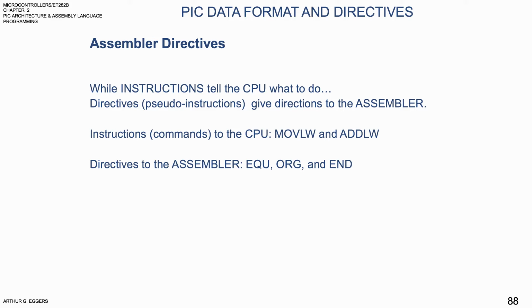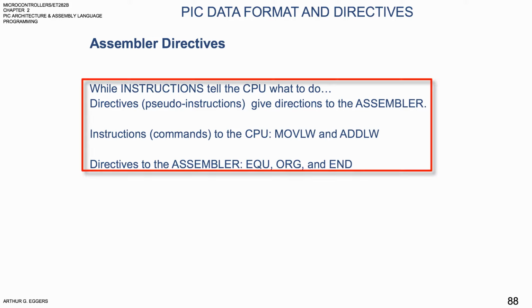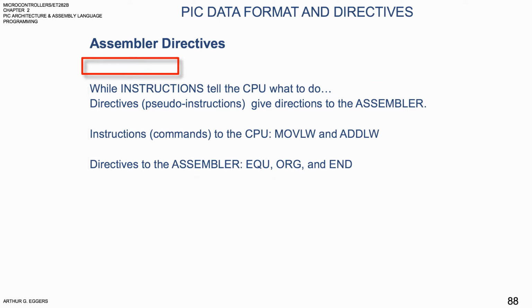While instructions tell the CPU what to do, directives, also called pseudo instructions, give directions to the assembler. For example, the MOVLW and ADDLW instructions are commands to the CPU, but EQU, ORG, and END are directives to the assembler. The following presents some more widely used directives of the PIC and how they're used.